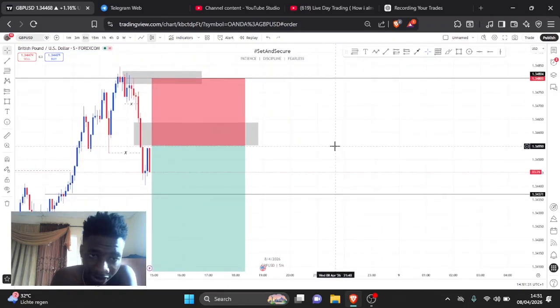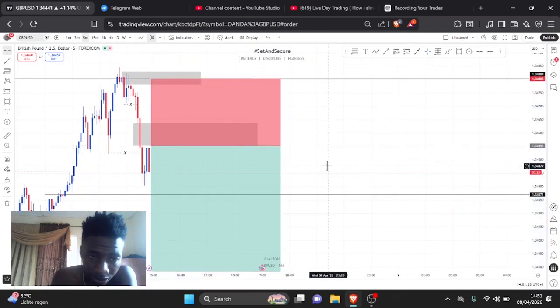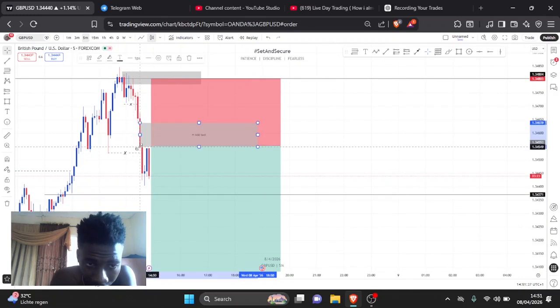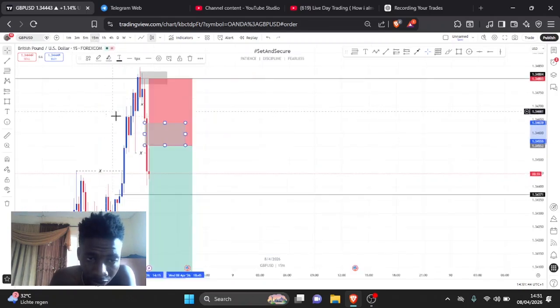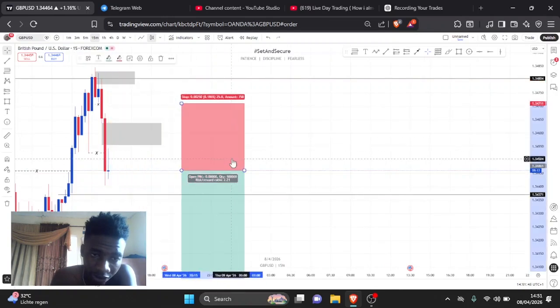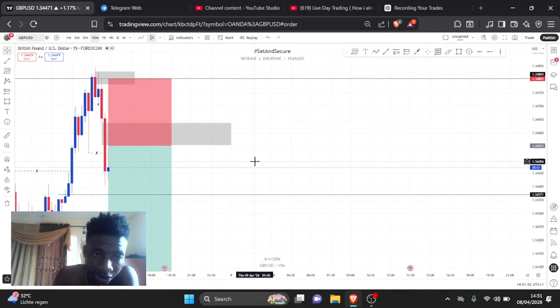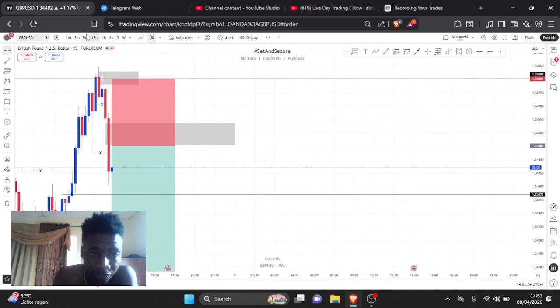Once I get mitigated, I enter the sell. I don't think I'm entering. So I'm going to wait to get mitigated, to get triggered, I mean, into the fair value gap zone.